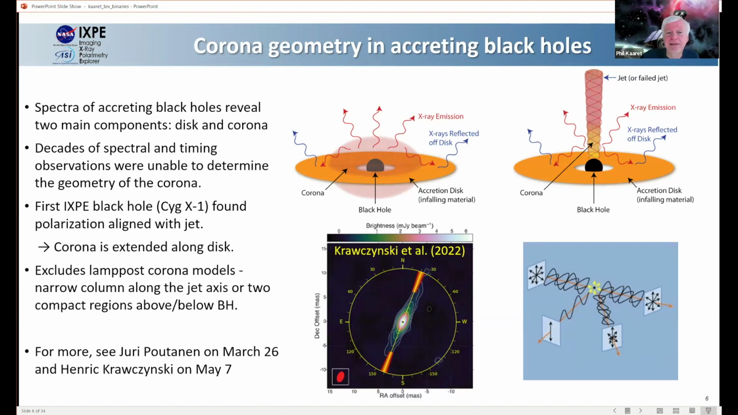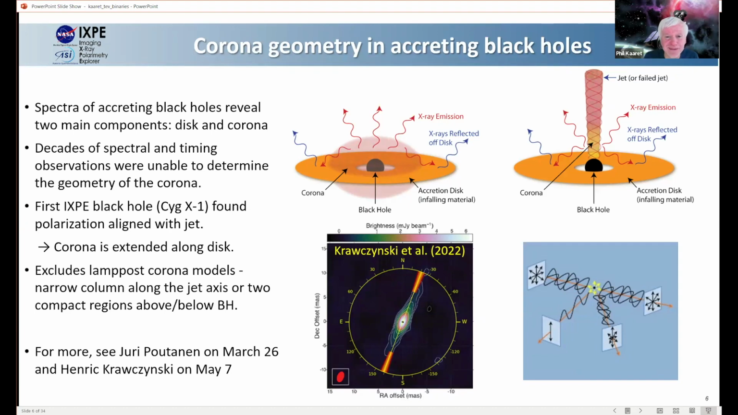And if I then go to the top, this excludes some models. If you look at the image on the upper right, this is a commonly used lamppost or base of a failed jet model for a corona. And it's vertically extended, and that's incompatible with the IXPE results. And so we're really making progress.